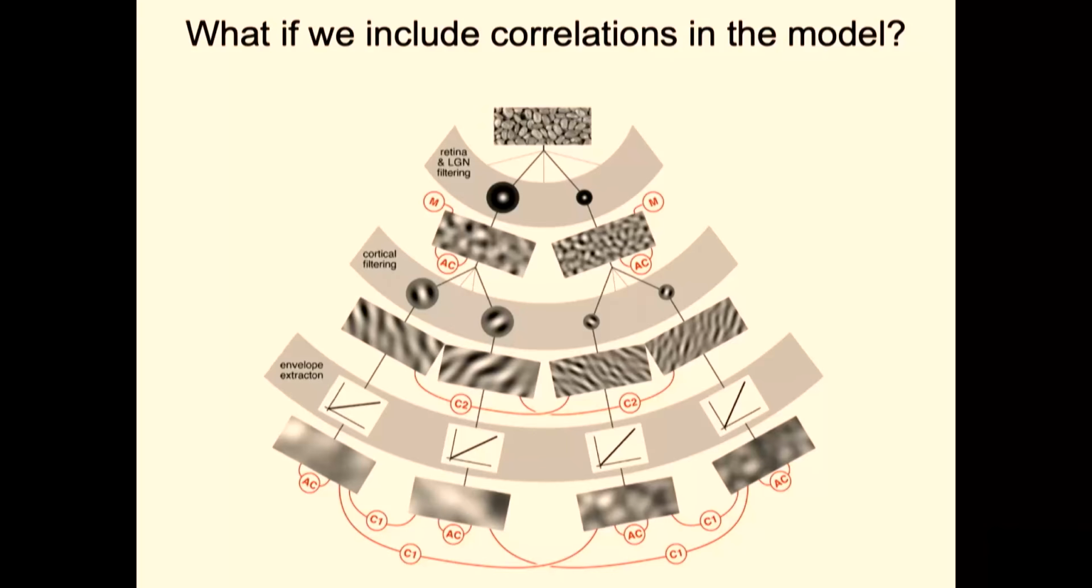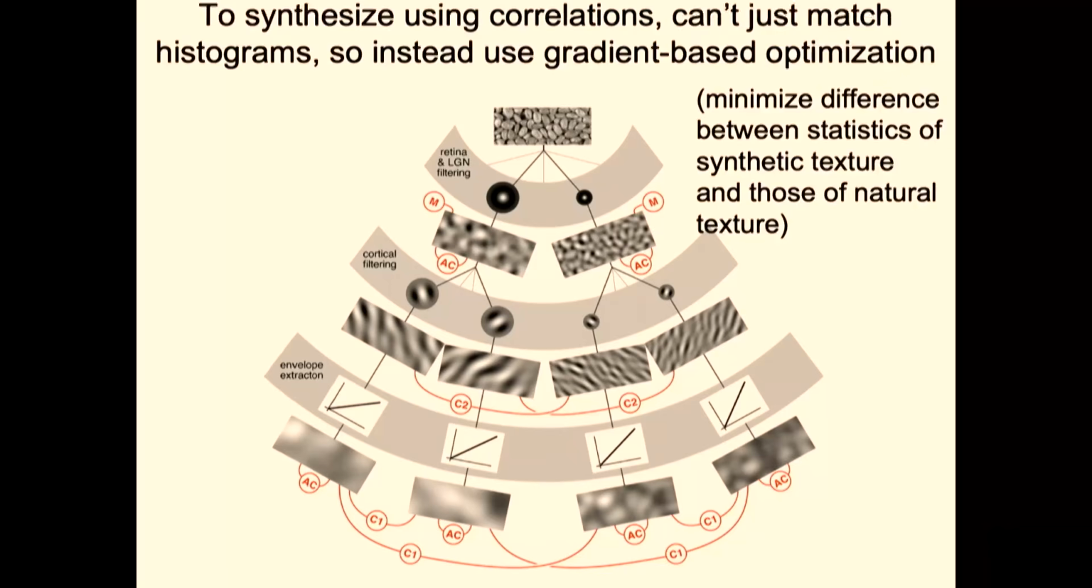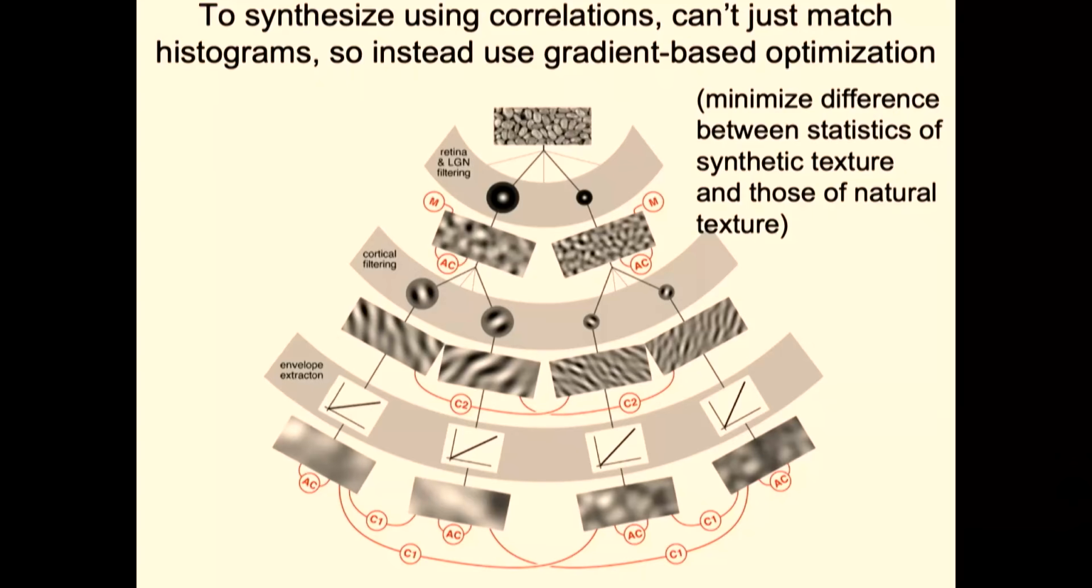Okay? And so because of the fact that we're using correlations, we can't use this sort of simple trick of histogram equalization. So instead, people use gradient-based optimization, right? Which nowadays is super standard and pretty easy to do. So you can even think of this as a neural network.